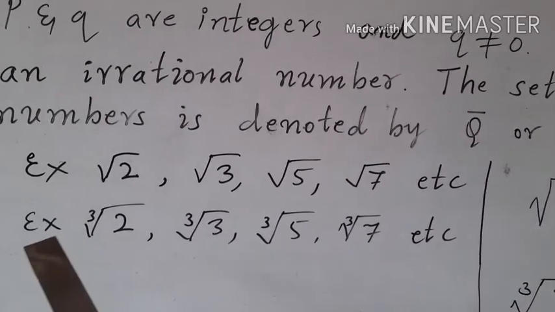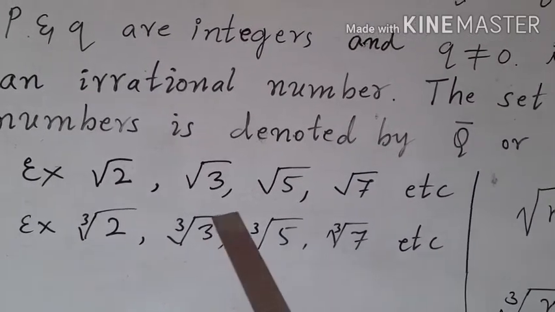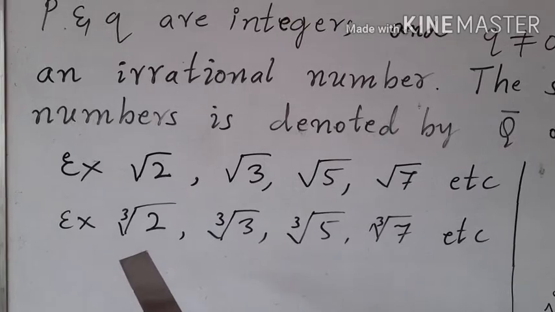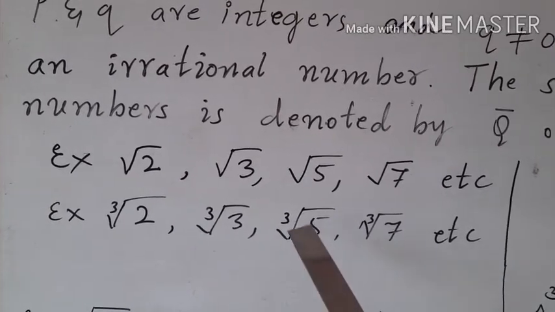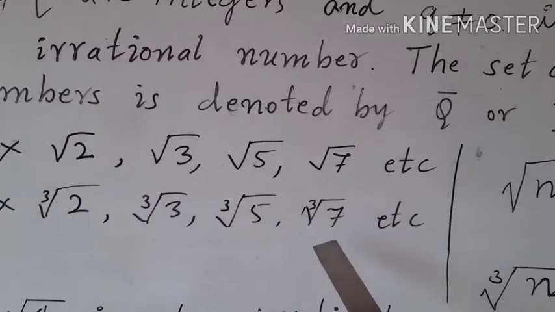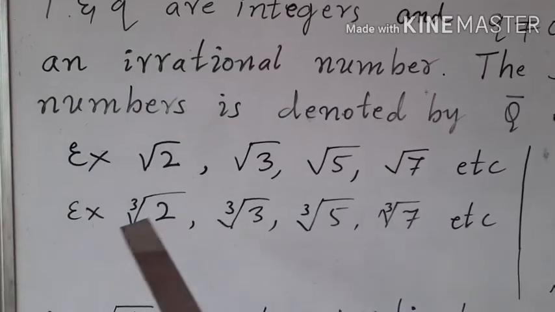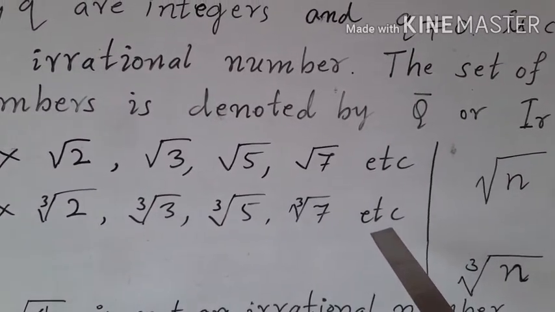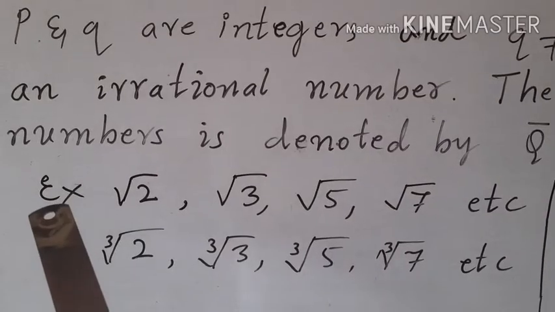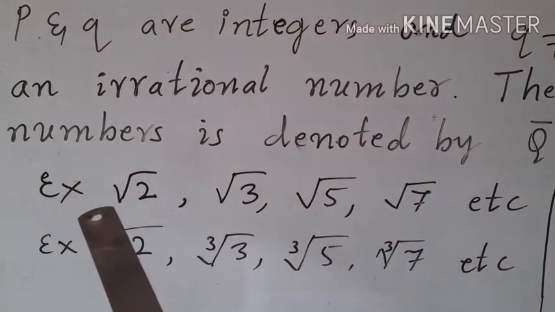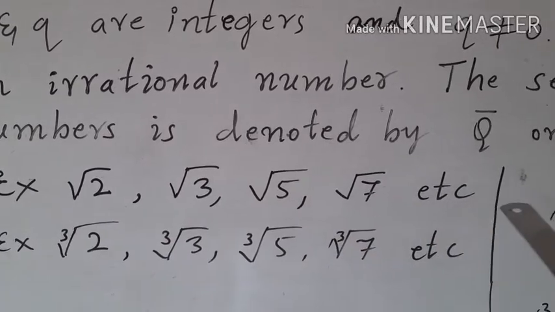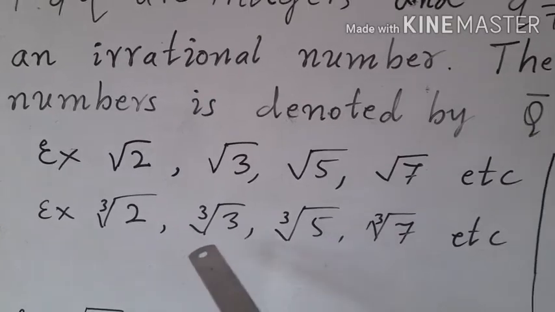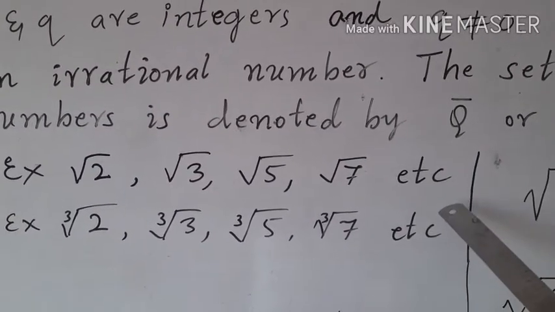See here, this is the cube root mark, and this is also a cube root mark. Here all are cube root marks, and I have written 2 under the cube root mark, 3 under the cube root mark, 5 under the cube root mark, and 7 under the cube root mark. Then should we believe that the numbers written under the cube root mark are all examples of irrational numbers? No. Now let us see, children, why any number written under the square root mark is not necessarily an irrational number, and any number written under the cube root mark is not necessarily an irrational number.